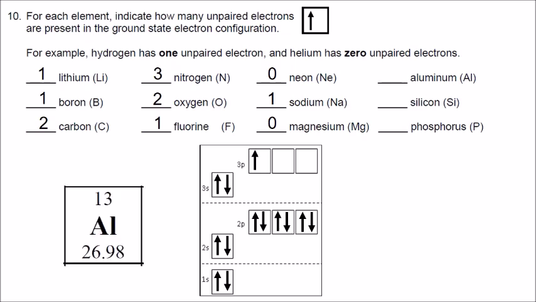Aluminum would have 1 unpaired electron. Silicon would have 2 unpaired electrons. And phosphorus would have 3 unpaired electrons. It's easier, in my opinion, to draw the energy level diagram than just to try to think about it looking at the periodic table.